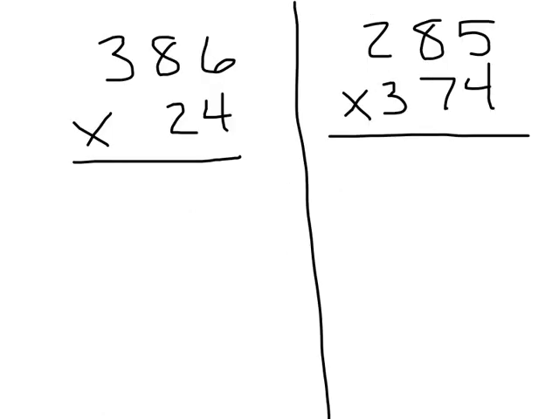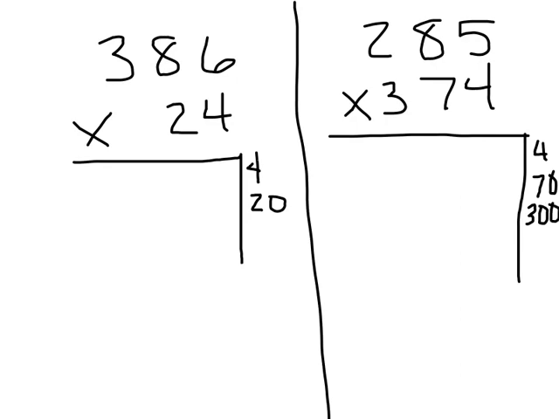Remember, today we are going to solve multiplication problems. When you are multiplying by a 2-digit number, you need to separate that number into its 2 digits. So this would be like saying 4 times 386 plus 20 times 386. When you're multiplying by a 3-digit number, you need to separate it into its 3 digits. So this would be like saying 4 times 285 plus 70 times 285 plus 300 times 285.